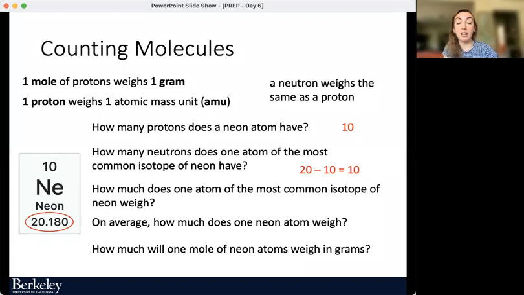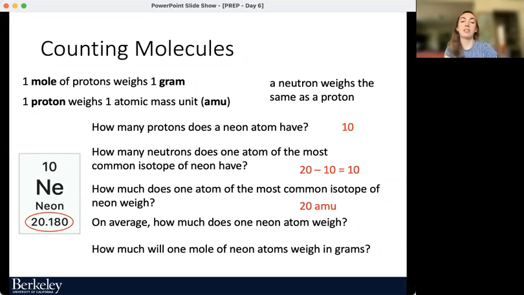So the most common isotope of neon has an atomic mass number of 20, and it has 10 protons. So 20 minus those 10 protons is 10 neutrons. The most common isotope has a mass number of 20, and so it has a mass of 20 atomic mass units. So the answers for those first 3 need to be whole numbers because we're talking about one atom.